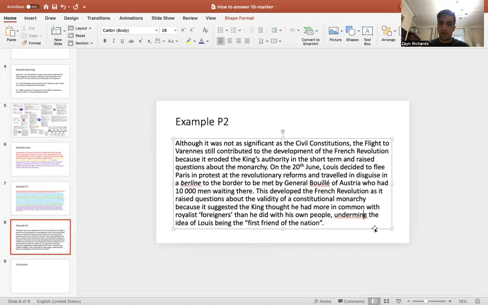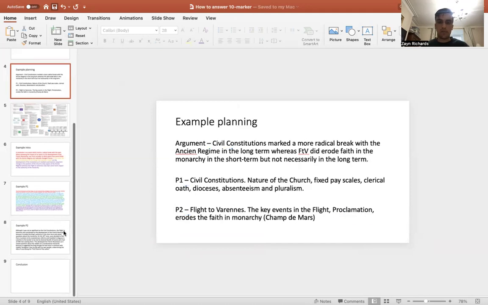Okay, that's Louis's signature nickname kind of thing. Right. So then I will talk about, so that's my first bit. I then talk about, so we've done the key events of the flight.